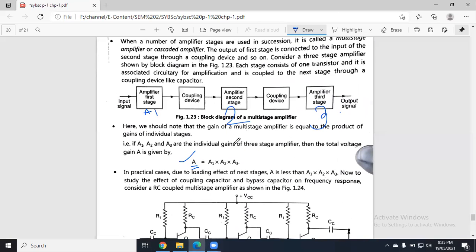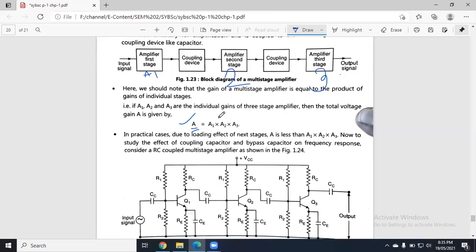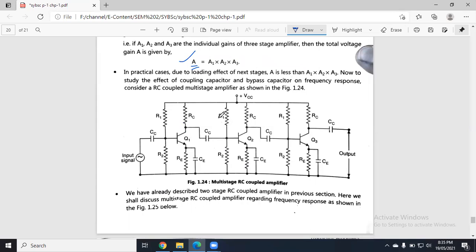So this is just a block diagram. If we draw a circuit diagram, how will it look like? See this. This is a transistor Q1, the first transistor Q1.